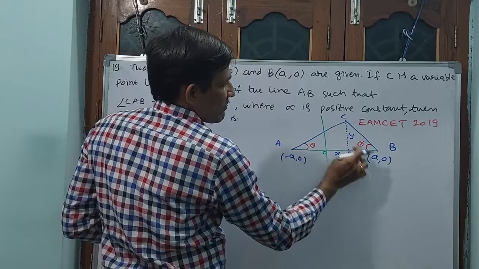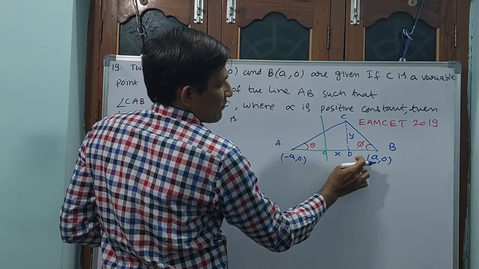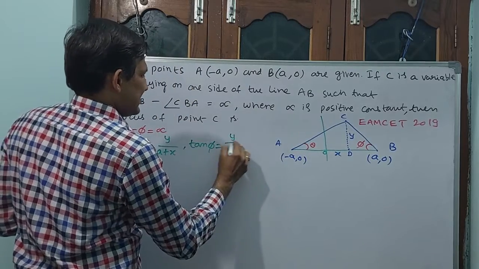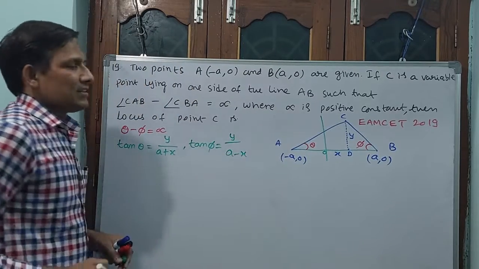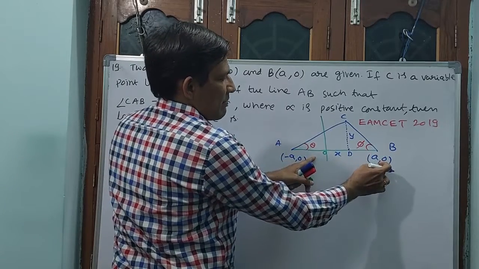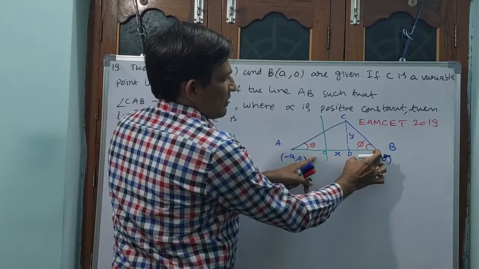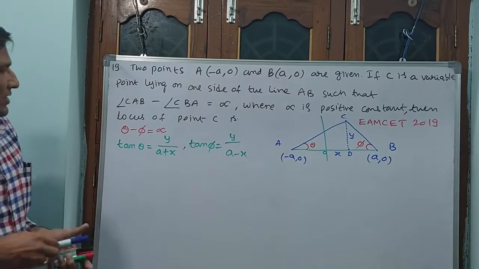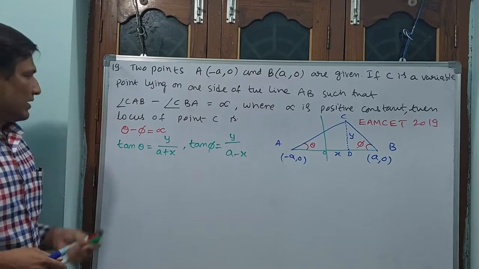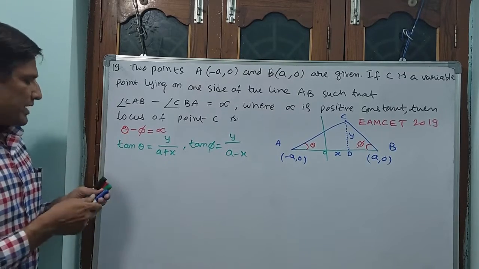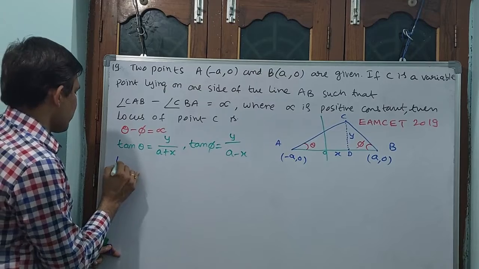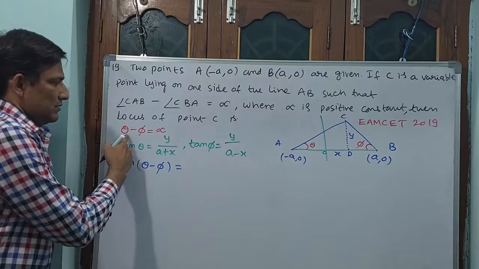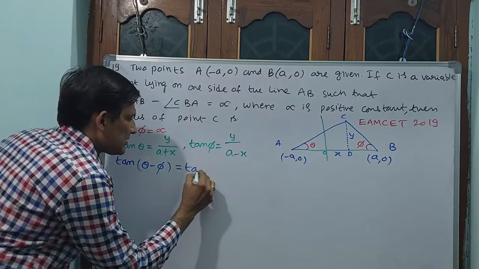Tan phi is equal to y by a minus x. From O to B is a, but in between you have to take only this part, that means x, you have to subtract: a minus x. That's all. Okay, tan theta, tan phi you are having. I am applying tan here also. Tan of theta minus phi is equal to tan of alpha.